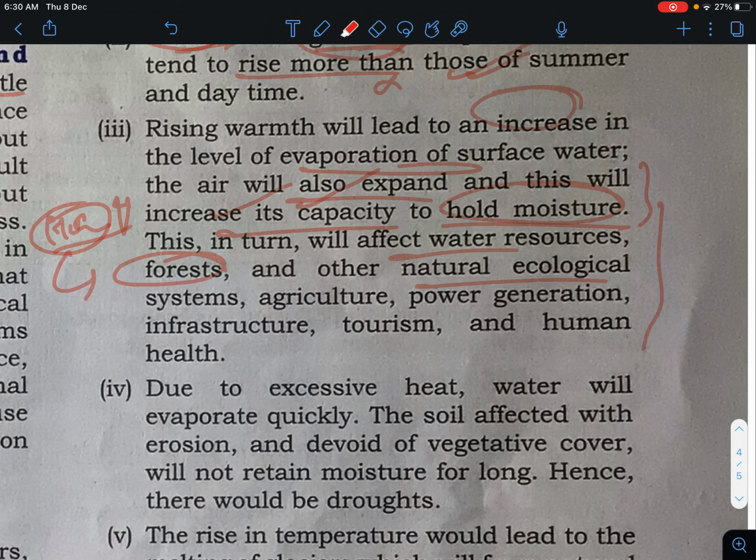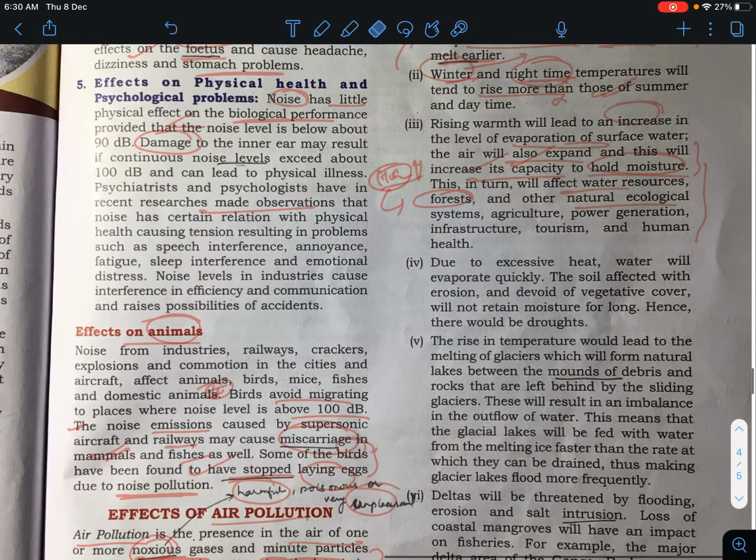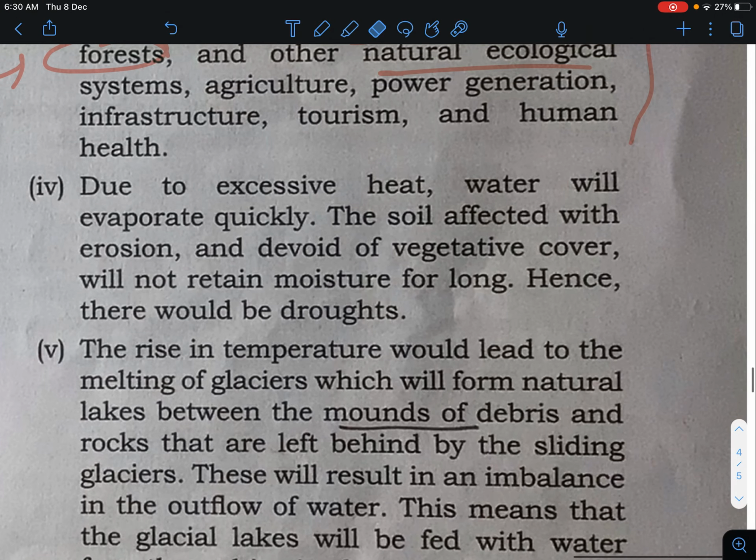Now our next point is that due to excessive heat, water will evaporate quickly, and the soil affected with erosion and devoid of vegetation cover will not retain moisture for long, and hence there is going to be drought. Means if there is more heat, then water is going to evaporate easily, and it is going to affect the soil. If there is no vegetation, there will be no moisture retention capacity for long, and this is going to be a drought condition.